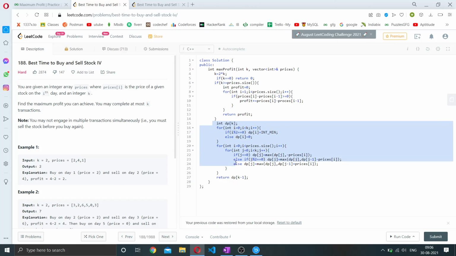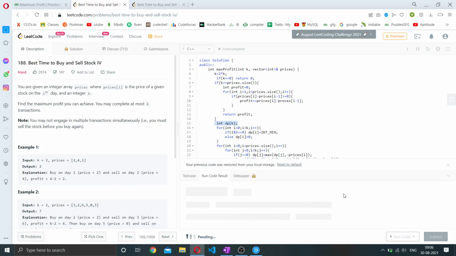But if the states are less than the current prices size, we have to check for every state where we can buy and where we have to sell. So this will do the work. Basically we have dp of k, which shows the states, and at even position we have to buy the stock, and at odd position we have to sell the stock. Let's try to run the code.